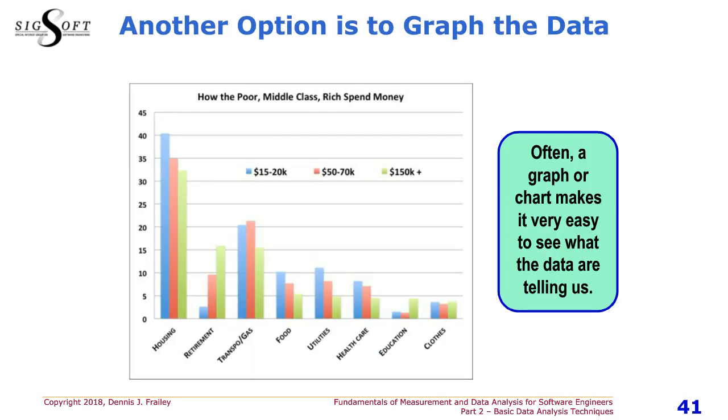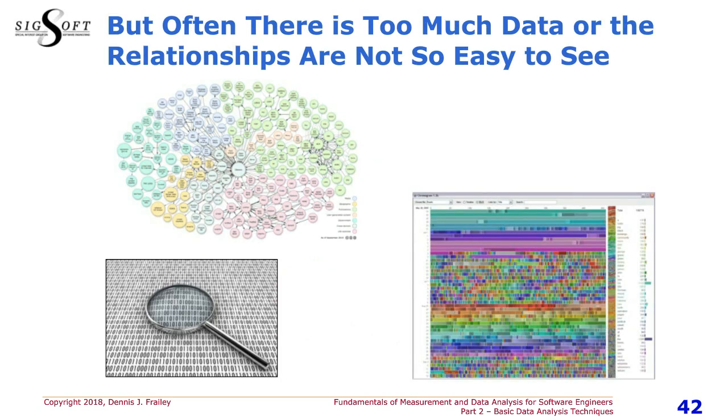This example is how the poor, the middle class, and the rich spend their money. And it doesn't take more than this graph to pretty much figure out what that graph is telling you. And you can create that graph by just creating a graph from the raw data. So those are some of the simple methods, but it's not always that simple.